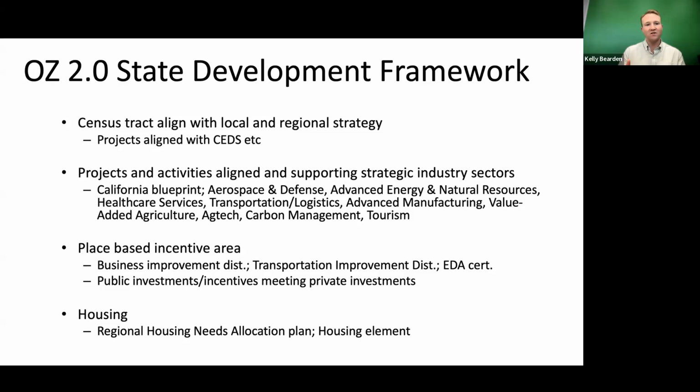And so as we develop our submission for each one of these zones, we are looking to layer each one of these factors on top of one another to put forward the most competitive submission. And it will be by zone, and the state will be evaluating by zone. So some of those place-based incentive areas include business improvement districts, transportation improvement districts. Kern County is not home to either one of those. However, we do have an Economic Development Association certified comprehensive economic development strategy. If a city also has one of those, we invite submission and development around their own.